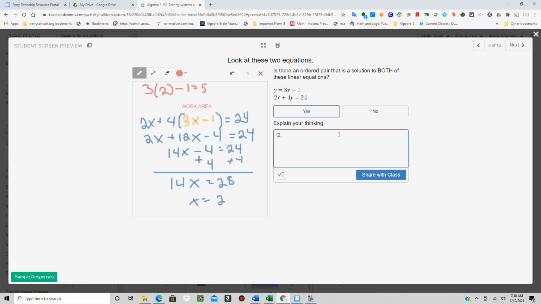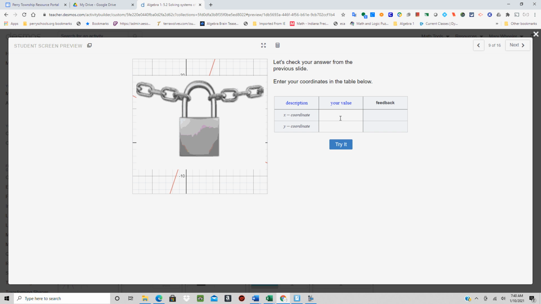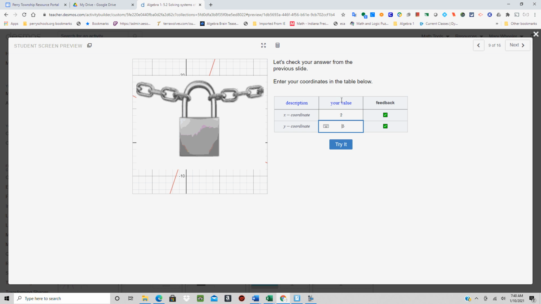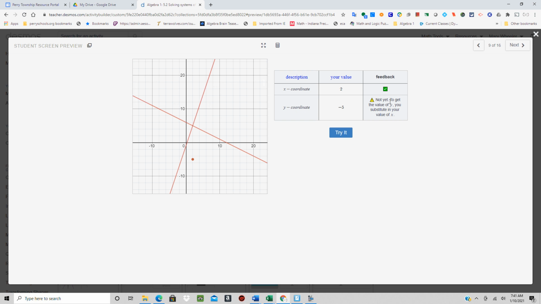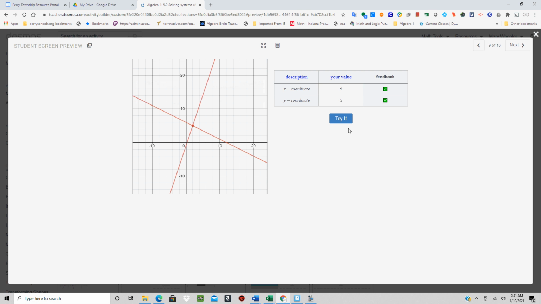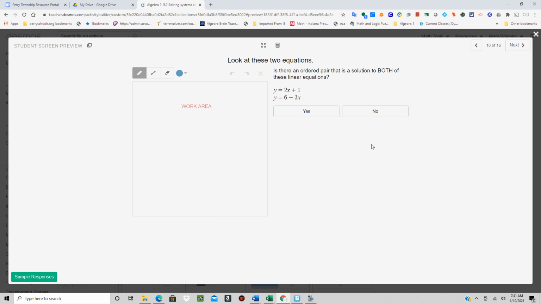2, 5, and I think in the next one they ask us to type that in actually. So 2, 5, and it'll check for us. We got 2 green ones so that it was right. If I typed in the wrong number, it tells us what we did wrong. It tells us that we got it wrong. So you want to try and get those check marks. Let's go ahead and do another one.